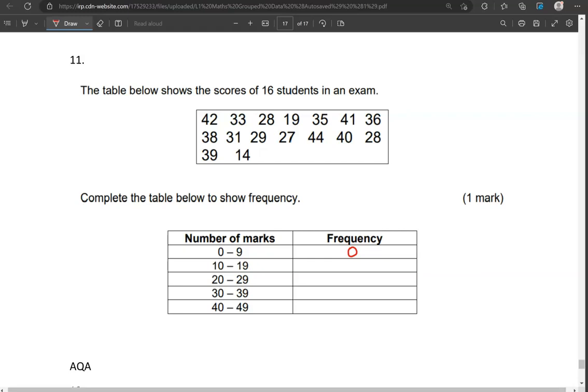10 to 19. We have 1, 2. 20 to 29, we have 1, 2, 3, 4 of them. 30 to 39, we have 1, 2, 3, 4, 5, 6. 40 to 49, we have 1, 2, 3, 4 of them. In total, that's 10, 14, 16.